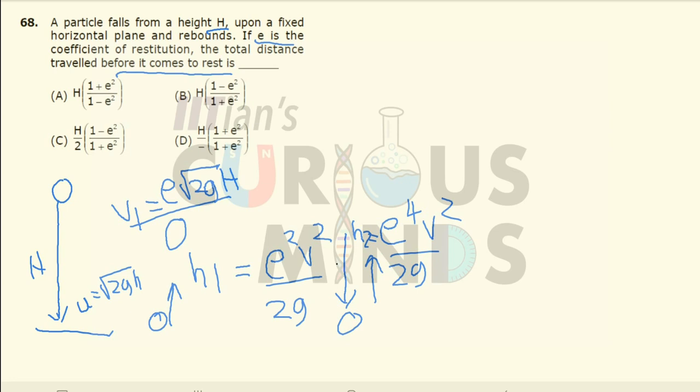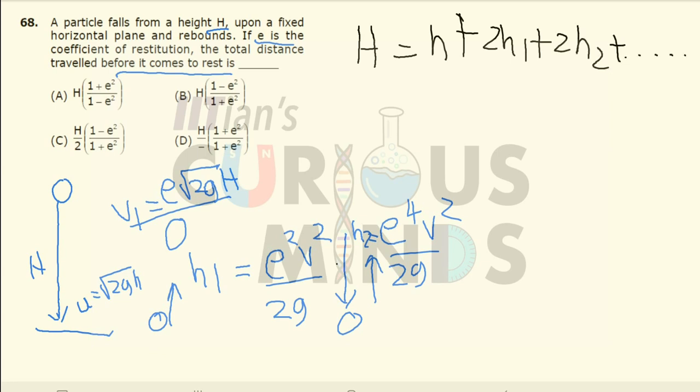So we have to calculate the total height. The total distance after bouncing will be simply equal to h plus 2h1 plus 2h2 plus 2h3 and so on. Why 2? Because once it travels up, it again has to come down to the same position. So 2 times h1, 2 times h2, 2 times h3 and so on.